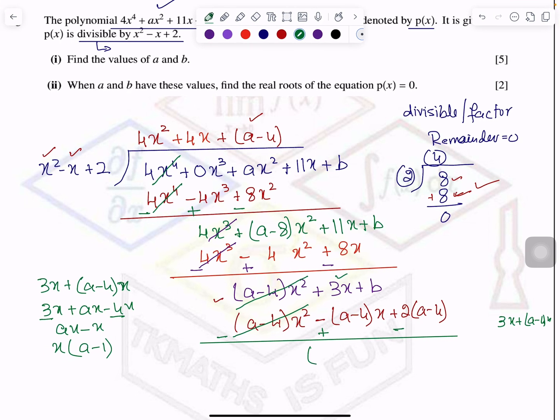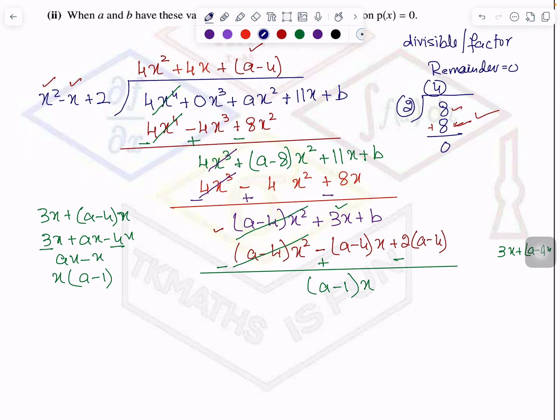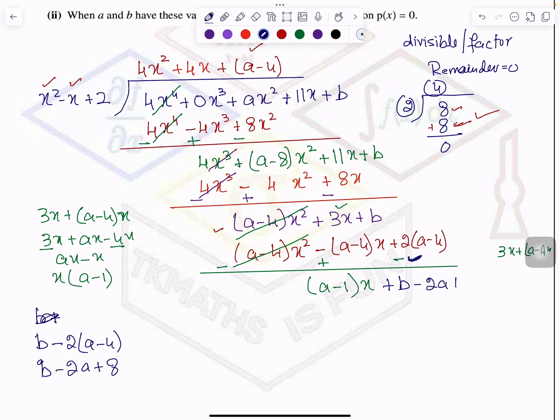So what did I get here? A minus 1 x, correct? Now the constant is b and 2a minus 4. So what will this become? Let's check here. So it is b plus, no sorry, minus, because the sign has changed. You can see here, right? So the sign has changed. So it is b minus 2a minus 4. Now if I open it, it is b minus 2a plus 8. So I will write here plus b minus 2a plus 8.